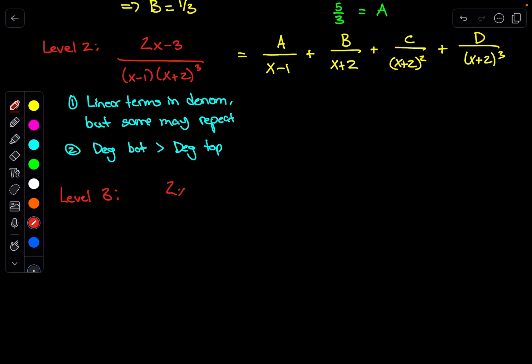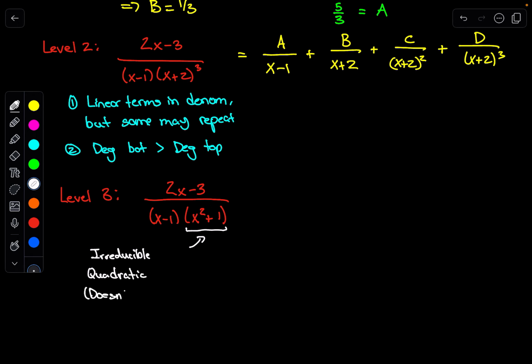looks something like this. So we still have 2x minus 1. Maybe we have x minus 1. But now we have like x squared plus 1 or something right here. And the important thing to notice here is this new caveat right here. This right here is what we call an irreducible quadratic. Basically means that we cannot factor it over the real numbers, right? Doesn't factor. So it's a quadratic that doesn't factor.